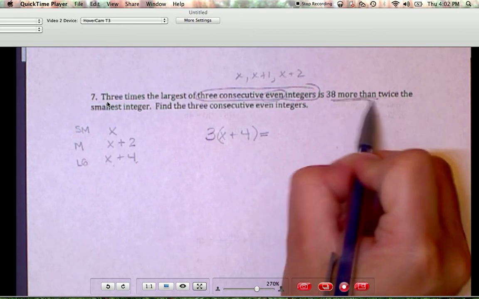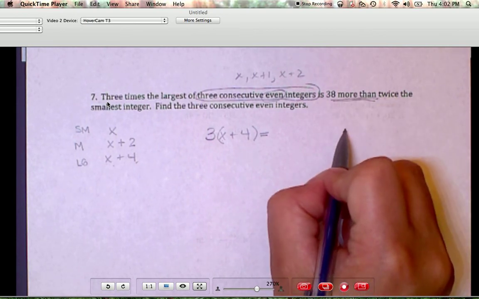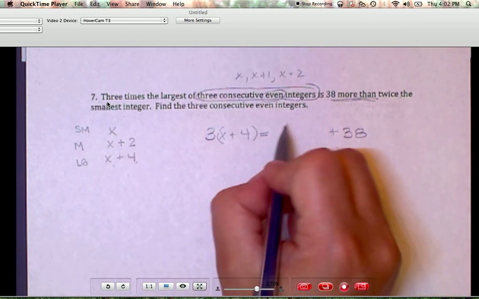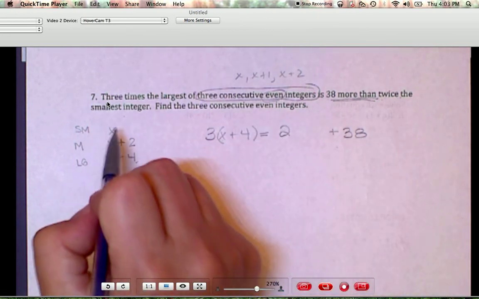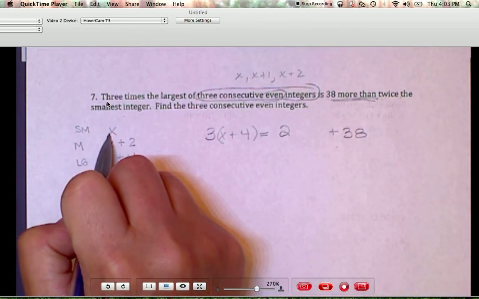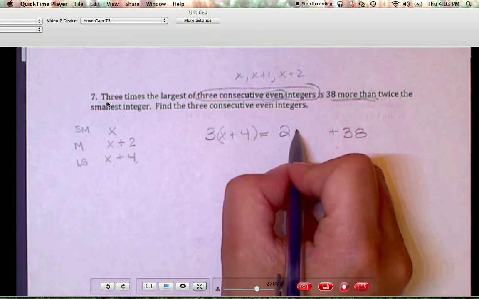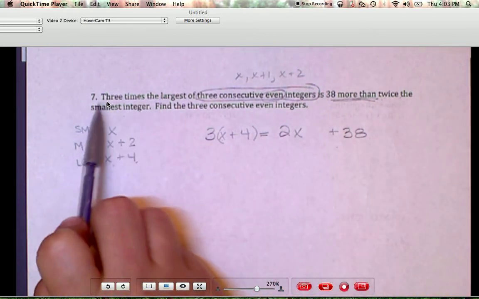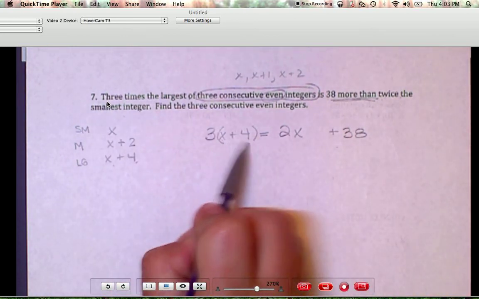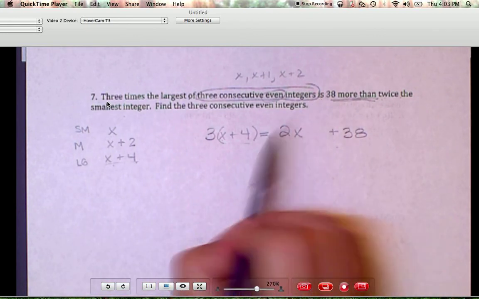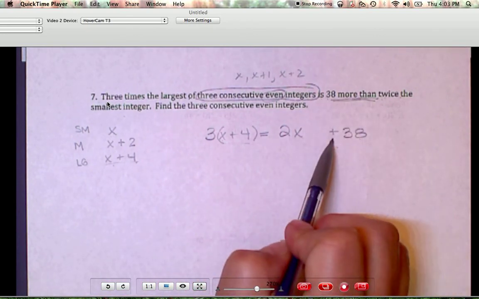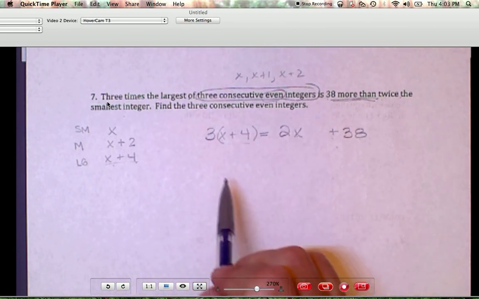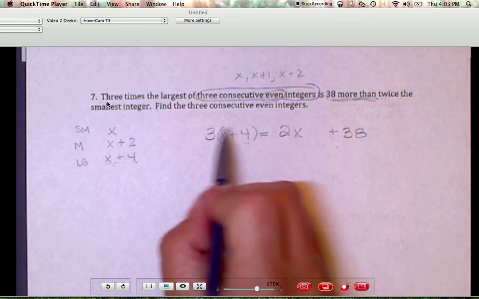38 more than. Now, as soon as we see that more than, I need to start writing backwards. 38 more than twice the smallest. Twice the smallest integer, which is x. Now, you could put the x in parentheses, but you don't need the parentheses because it's just a single term. So let's read this again. 3 times the largest equals 38 more than twice the smallest integer. Find the 3 consecutive even integers. So then we just need to go ahead and solve this. Distribute on the left side.